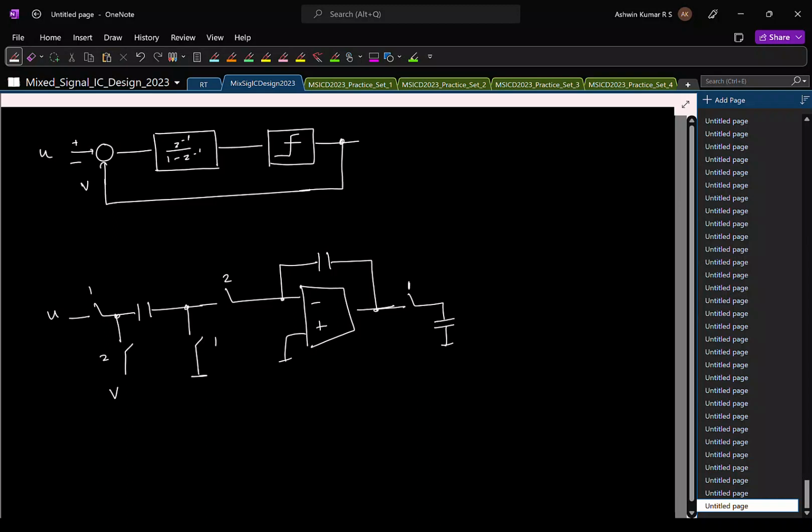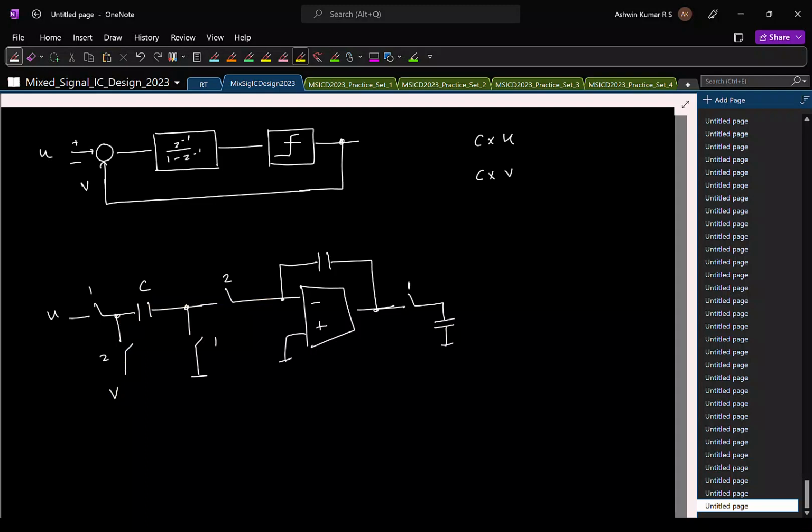Is that okay? If you do this, in phase 1 you are sampling the input on this capacitor. The charge in the capacitor, if this is C, in phase 1 is C times U. In the second phase, what happens? You are connecting this to V. So what is the charge stored in the capacitor? This is virtual ground, remember? At the end of phase phi 2, what is the charge stored? C times V.